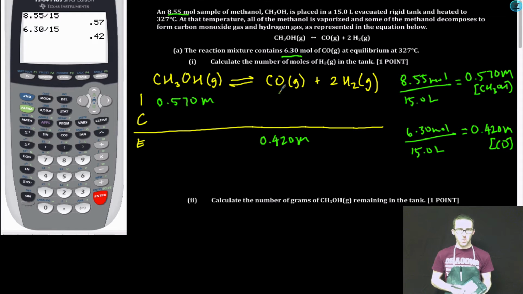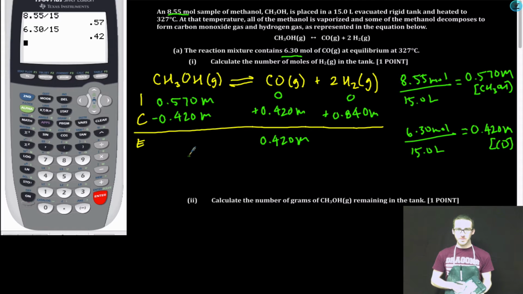Initially, we don't have any carbon monoxide or hydrogen gas. And as you think about the equilibrium concentration of carbon monoxide, that means the change in concentration of carbon monoxide must have increased by 0.420 molar. And the concentration of methanol must have decreased by 0.420 molar. And be careful here, the concentration of my hydrogen must have increased by 0.840 molar. Again, remember that your change in concentration occurs based on the stoichiometry in your balanced chemical equation.